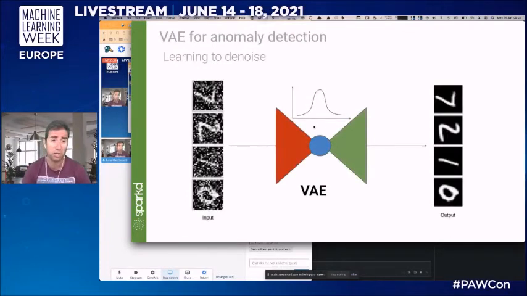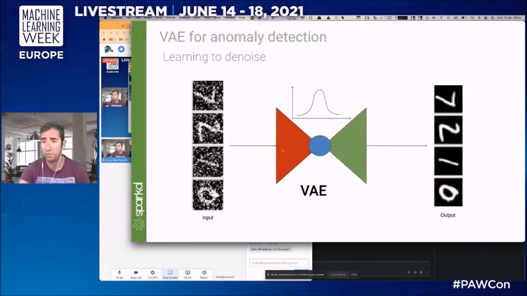we're using at Spark, which is called the variational autoencoder. We're very excited about this technology because it can be used in multiple scenarios, in multiple use cases. In this use case, we are essentially trying to reconstruct an input that is corrupted by noise, as you can see here.